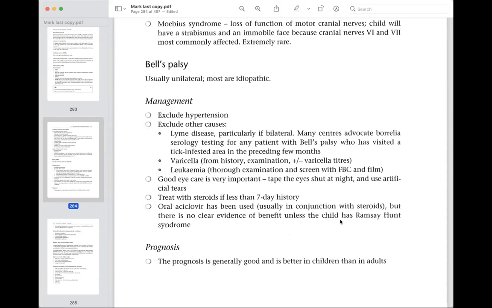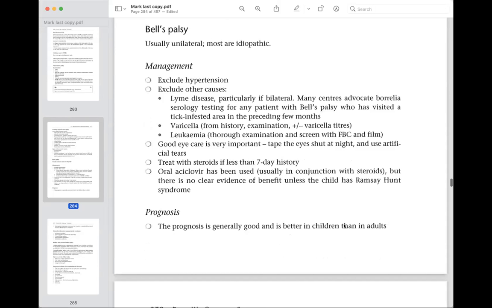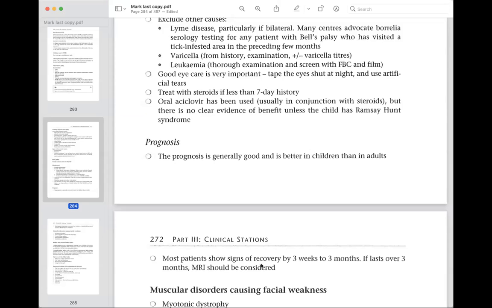Prognosis is generally good and better in children than in adults. Most patients show signs of recovery by 3 weeks to 3 months. If not recovered by 3 months, MRI should be considered. So if, after excluding other diagnoses, you suspect Bell's palsy, they will recover by 3 weeks to 3 months. If it persists beyond 3 months, you will go for MRI. This question can be asked in the exam.